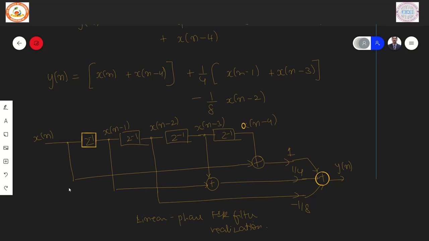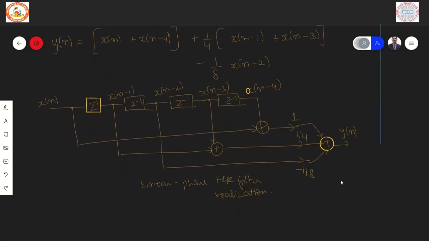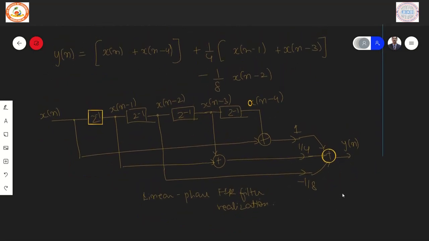So connecting x of n with x of n minus 4. So scaling is done with 1. Next, x of n minus 1 is combined with x of n minus 3. It is scaled by the value 1 by 4. The middle term cannot be combined, so take it as it is and scale it with minus 1 by 8. Add up all and you get the answer as y of n. So you can use either plus symbol or summation symbol to show the addition operation. This is linear phase FIR filter realization.